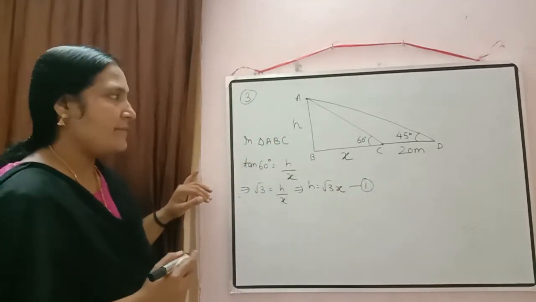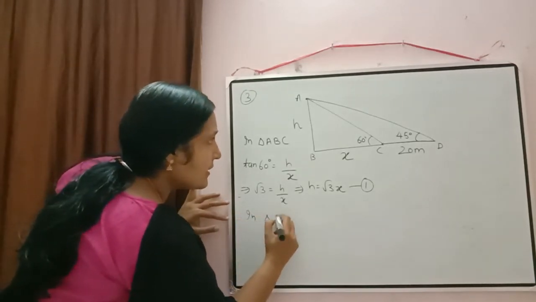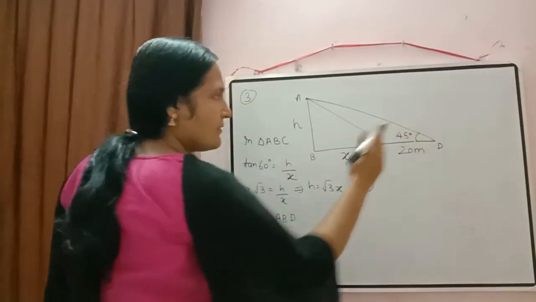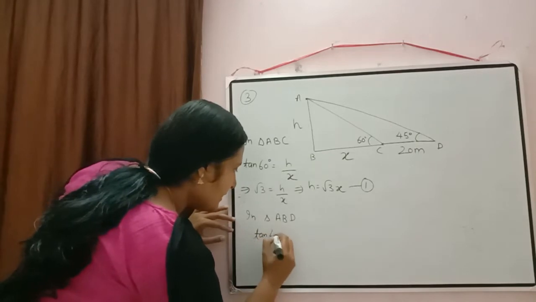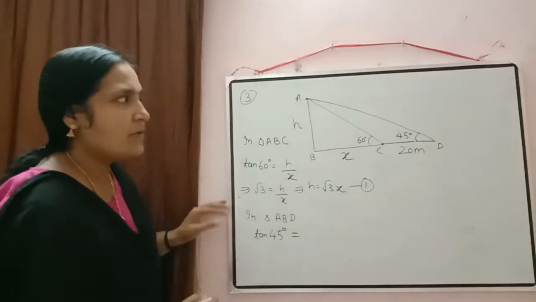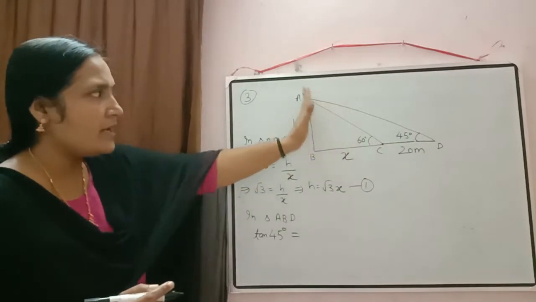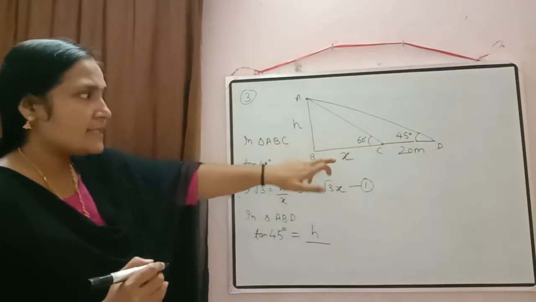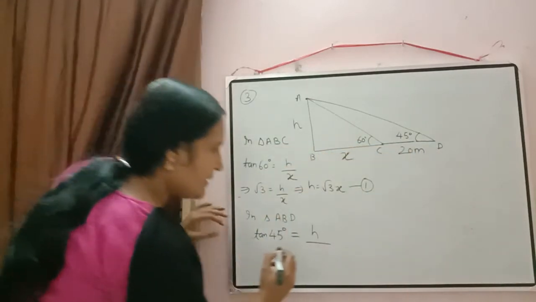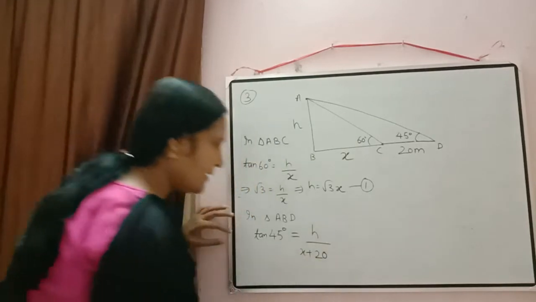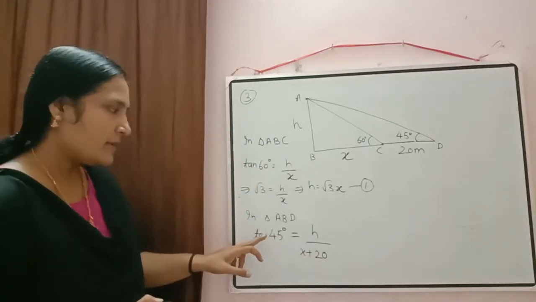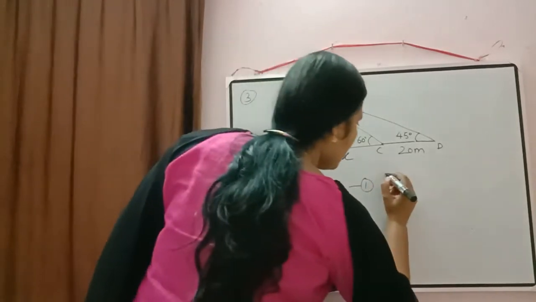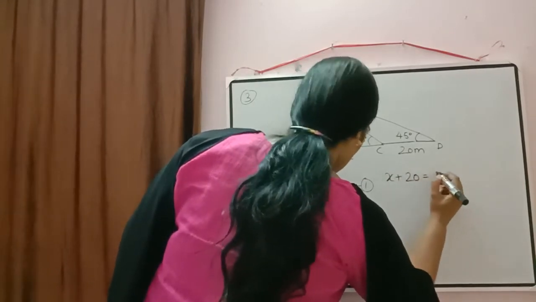Now we will take the next right triangle that we have, triangle ABD. In triangle ABD, the total angle given is 45 degree. Then we will get tan 45 degree is equal to, what is the side opposite to 45 degree? h by, what is the side adjacent in this triangle? The adjacent side we have is x plus 20. So we will write here x plus 20. And what is tan 45 degree? Tan 45 degree is 1. So we can shift this x plus 20 here. Then we will get x plus 20 is equal to h.